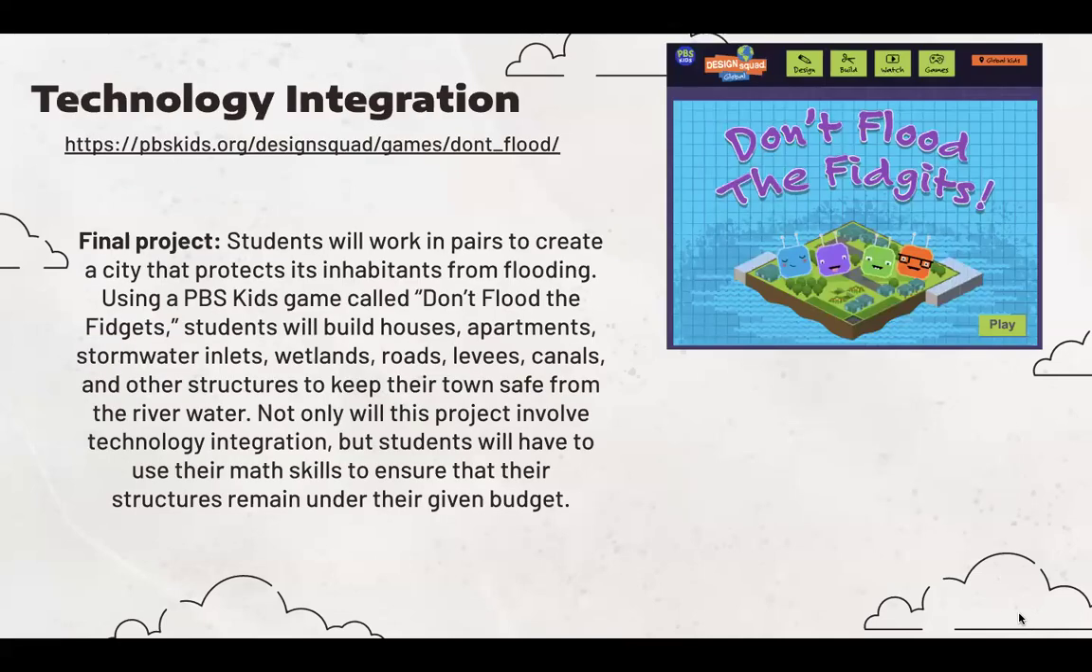For the technology integration, students will be partnered up and they're going to work on a game called Don't Flood the Fidgets, where students will build houses, apartments, inlets, wetlands, roads, levees, canals, and other structures to keep their town safe from the rivers. This project will include technology integration. It should be engaging for all the students, but it'll also use their math skills to make sure that all the structures that they're building remain under the budget that they're given in the beginning of the game.